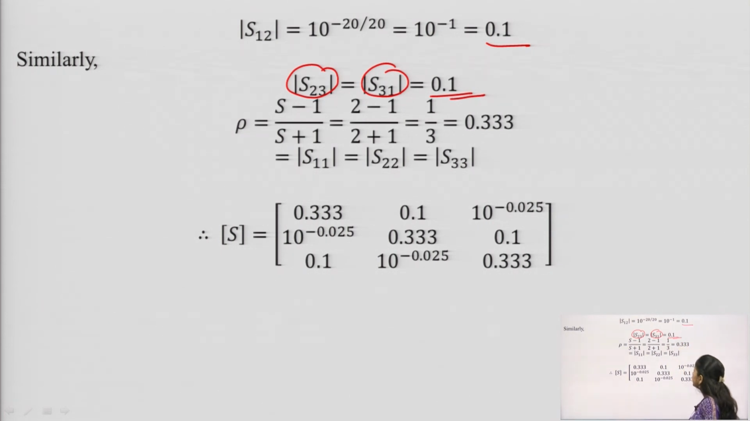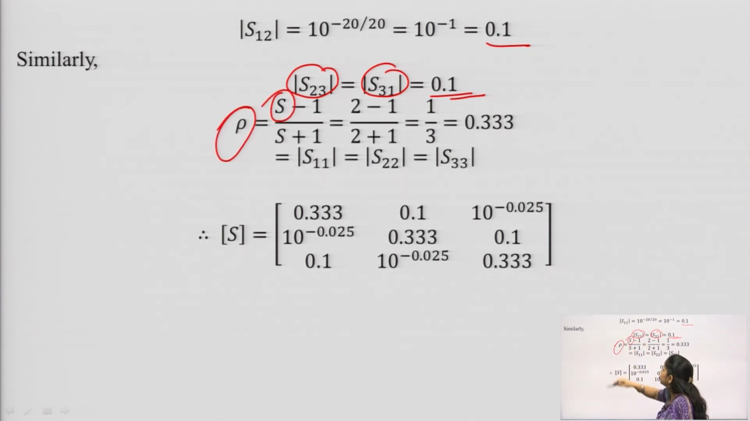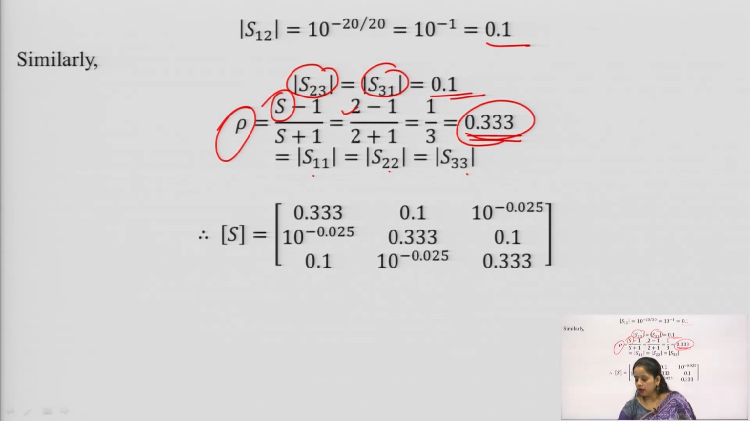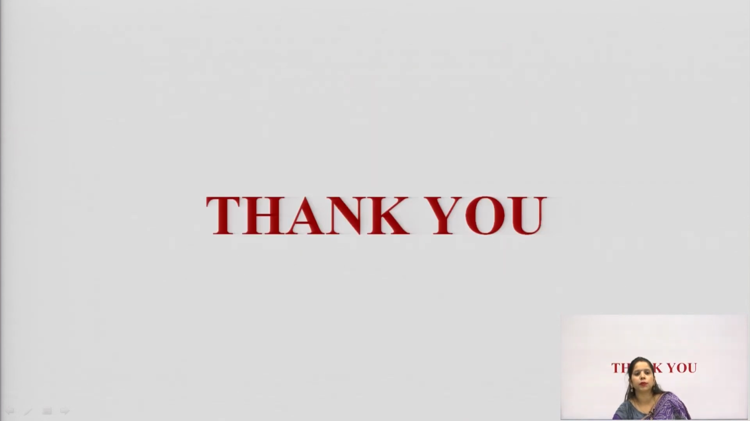This is equal to 0.1. Now the VSWR S is equal to 2, and the reflection coefficient is equal to S minus 1 upon S plus 1. By solving, we get the reflection coefficient as 0.333. That means S11, S22 and S33 are 0.33. Now we have all the values, and by putting them in we get the complete S parameter matrix of the circulator. In this way you can solve numericals related to the circulator and isolator. Thank you for attending today's lecture.